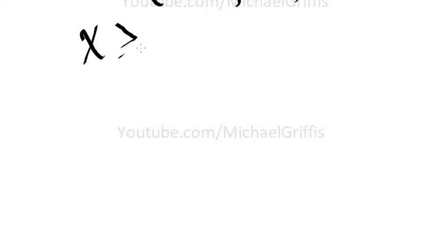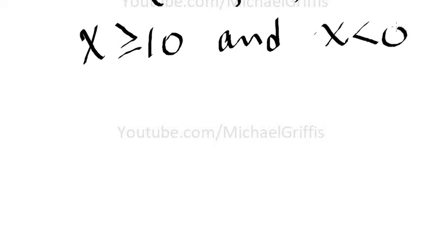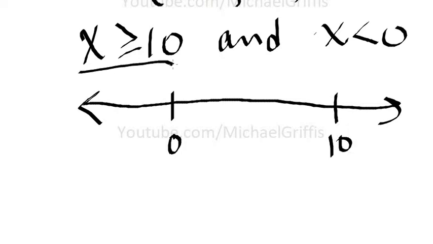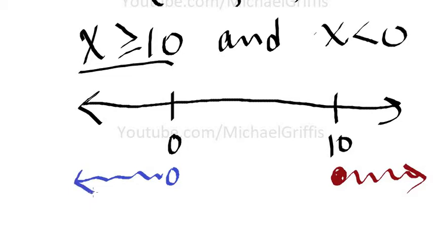We have x is greater than or equal to 10 and x is less than 0. So let's draw our number line. All right, let's plot 0 and just arbitrarily pick some points here. 10. What does this say? X is greater than or equal to 10. Greater than or equal to, so we'll put a solid dot, and everything going off in that direction. X is less than 0. Open circle, everything going off in this direction.